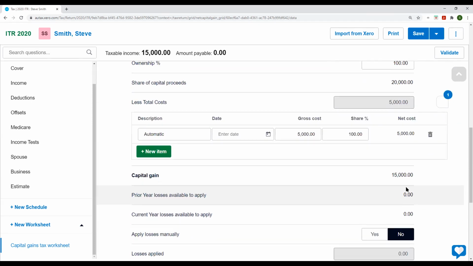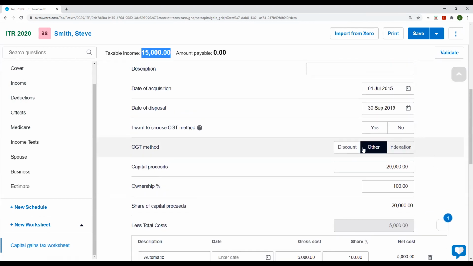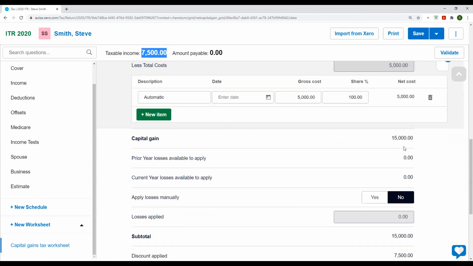So how much is your capital gain? $15,000. This is the one in our income section. It's going in as income, and you can see here taxable income $15,000. Now we will do a little magic. Click that in the discount. Yes, it comes down to $7,500. How did that happen? Now we want to see how that happened.